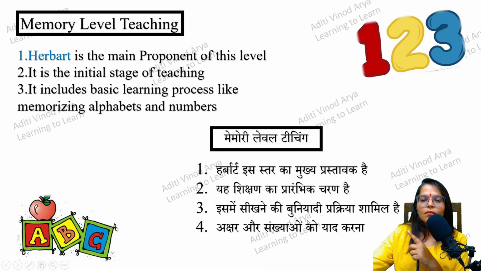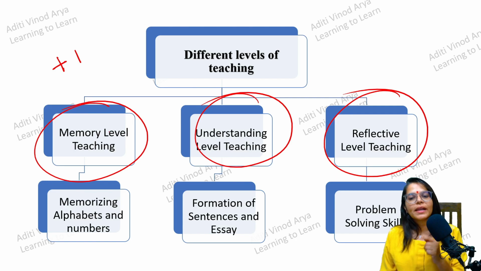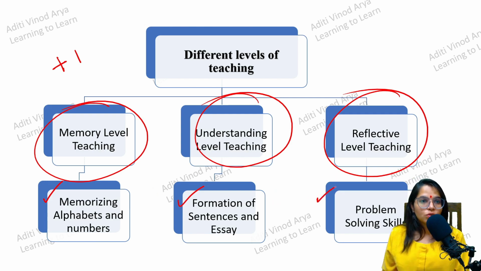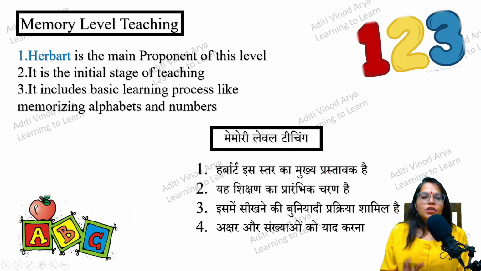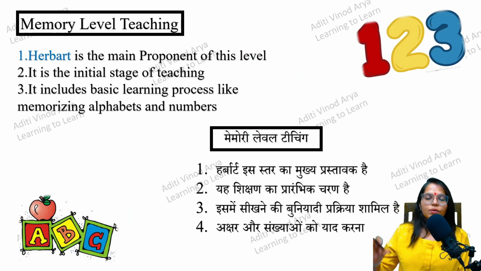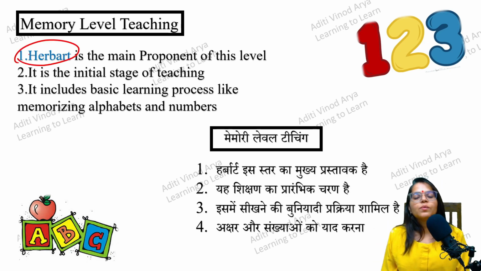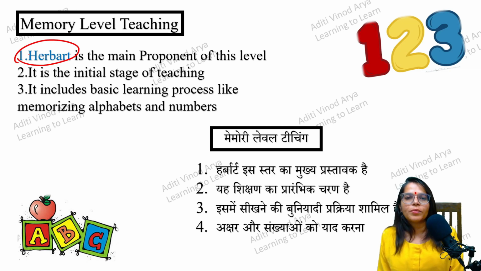Now, if you just see this particular slide, you'll be able to understand: memory level is memorizing the alphabets and numbers, understanding is formation of sentences and essays, reflective level is problem solving. The first one, memory level. What you need to remember in the memory level: all the keywords I told you, the sequence, as well as the author. The main author of memory level was Herbart. Herbart sir was the main prominent of this level.